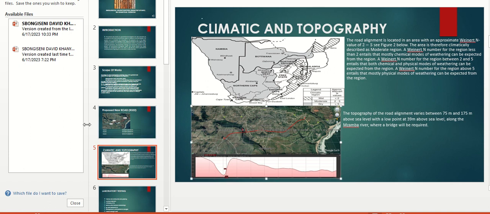Now we're going to move to topography, where we see that the road alignment varies between 75 meters and 175 meters above sea level. That is due to the Mzamba River, which is near the bridge.